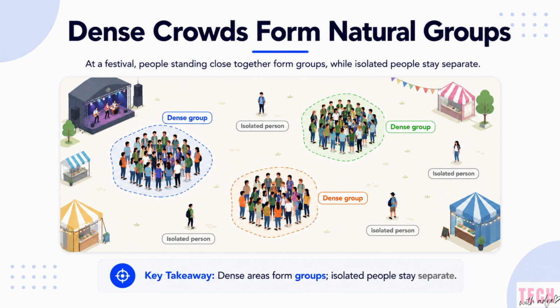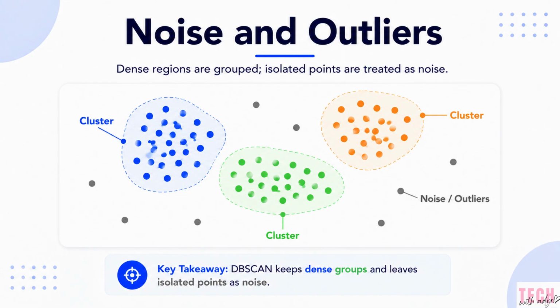DBSCAN works in a similar way. It looks for crowded areas in the data and turns those crowded areas into clusters. A very useful part of DBSCAN is that it does not force every point into a cluster. If a point is too far from the crowded areas, DBSCAN can mark it as noise or an outlier.